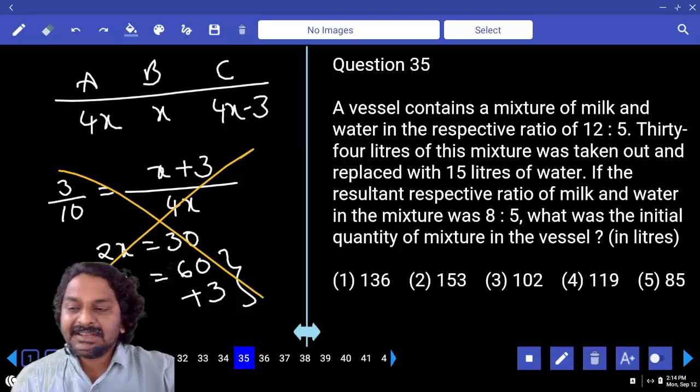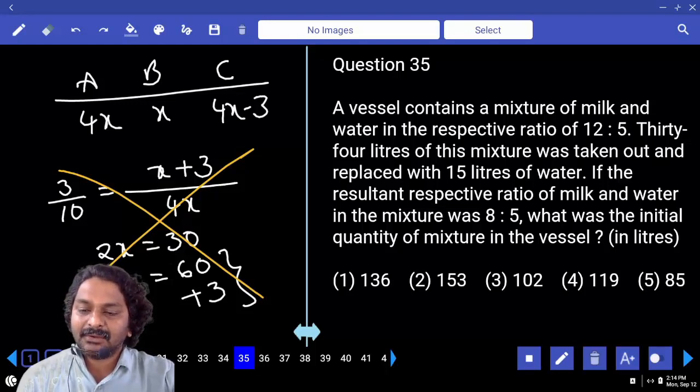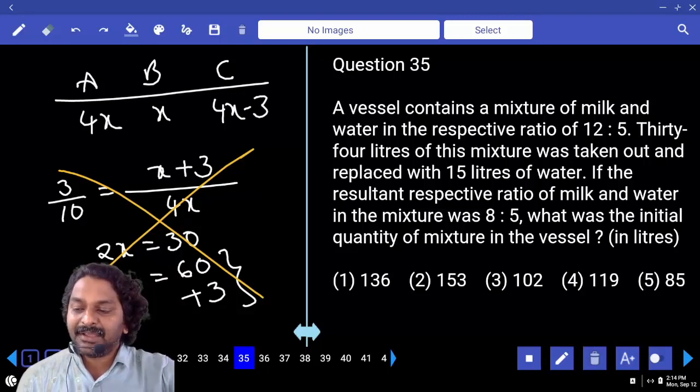A vessel contains a mixture of milk and water in the ratio 12:5. 34 liters of this mixture is taken out and replaced with 15 liters of water. If the resultant respective ratio of milk and water in the mixture is 8:5, what was the initial quantity of mixture in the vessel? Okay, right.